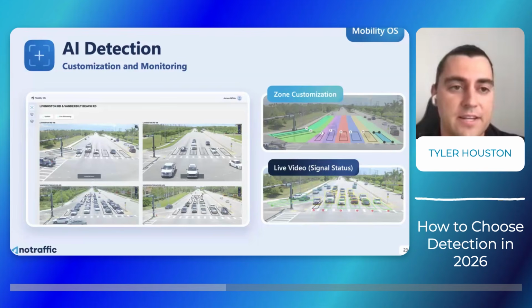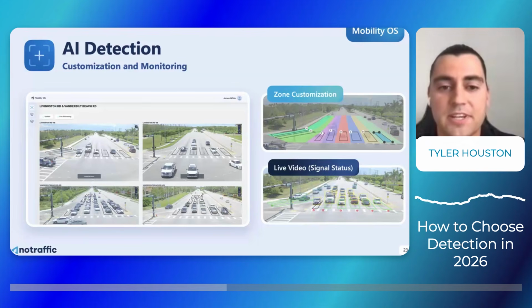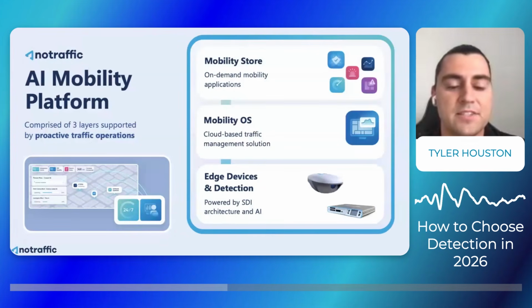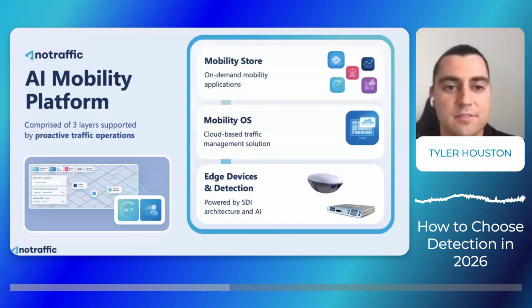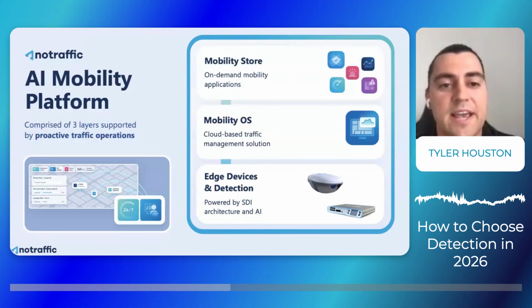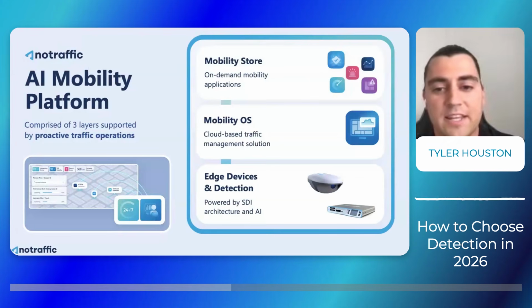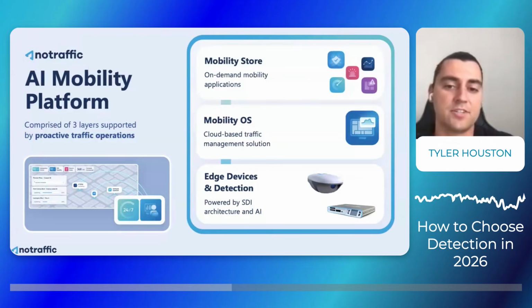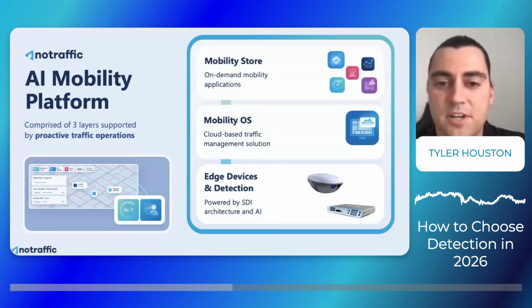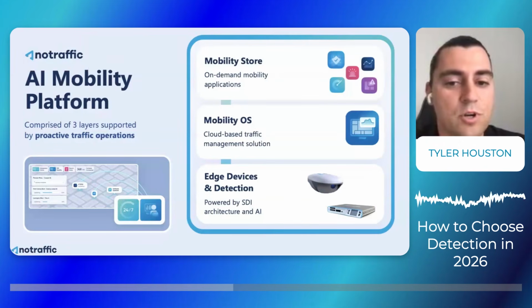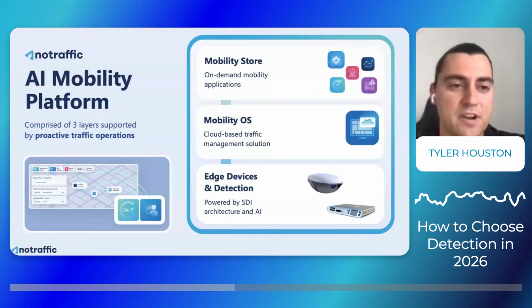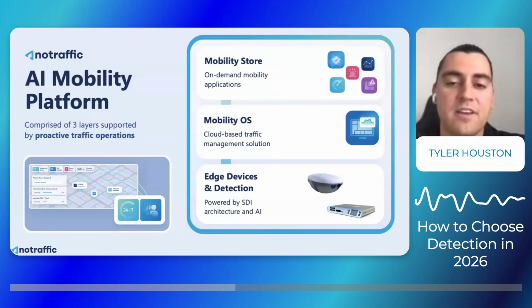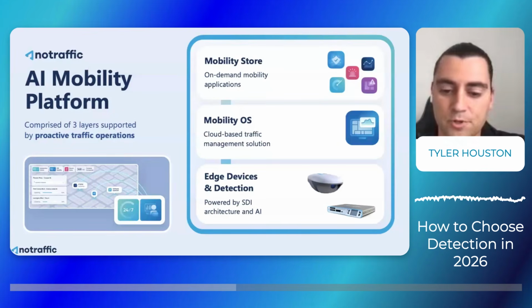Now, in selecting a detection system, especially in 2026, a lot of agencies have moved past the need for just detecting and sending an output to the controller. And so that's where the real benefit of NoTraffic comes in. So we coin ourselves as the AI mobility platform, world's leading. And that's because the system gets installed as a detection system, and that's our hardware. But once it's installed, we do have a software and support component that goes on top of it. And so this can be seen through our Mobility OS, which is our cloud-based traffic management platform, and then our other applications that are available through our mobility store.